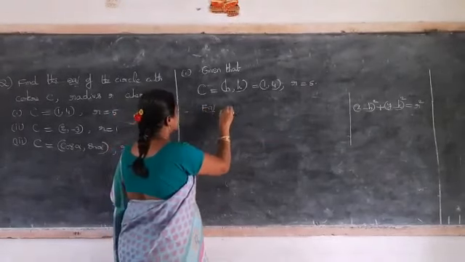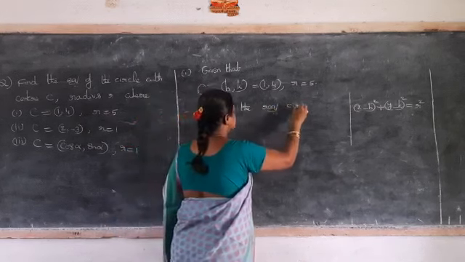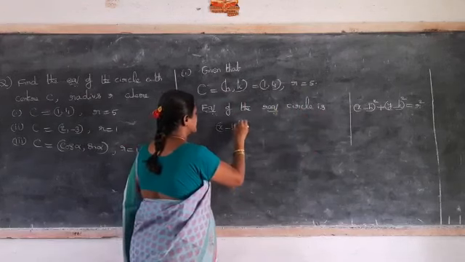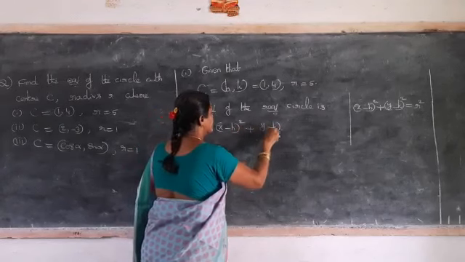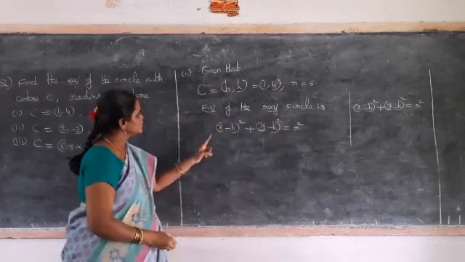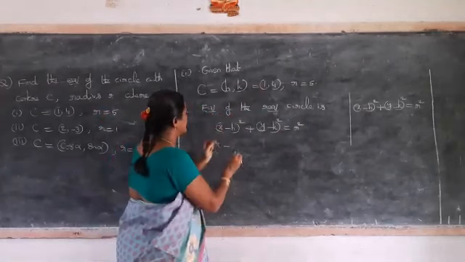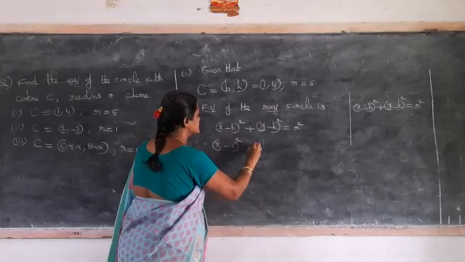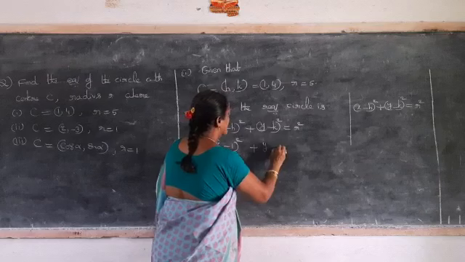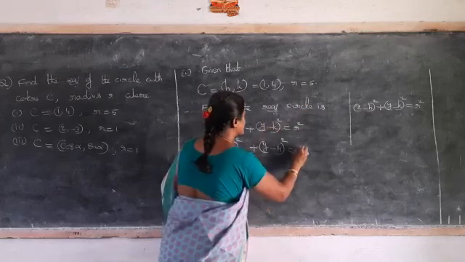Equation of the required circle is formula (x minus h) whole square plus (y minus k) whole square is equal to r square. Okay, now I do substitution. So (x minus 1) whole square plus (y minus 4) whole square is equal to r square, that is 5 square.